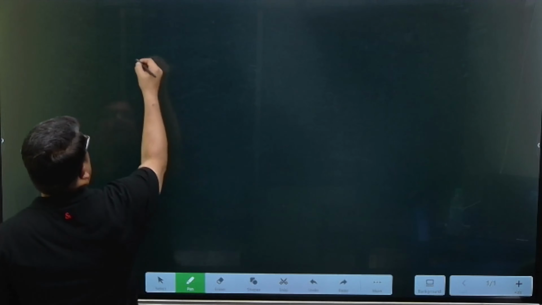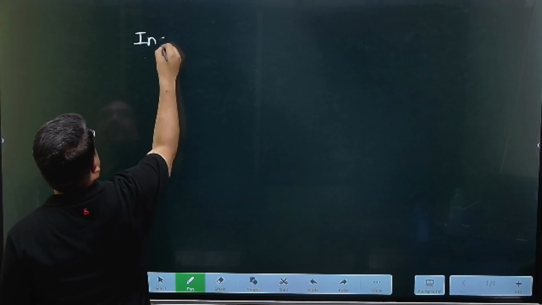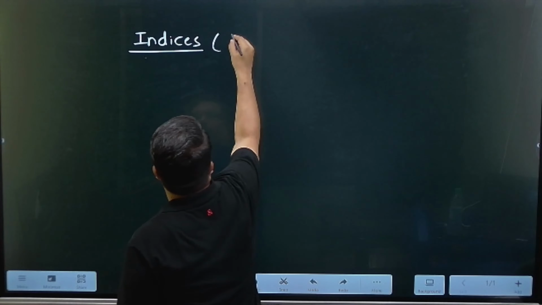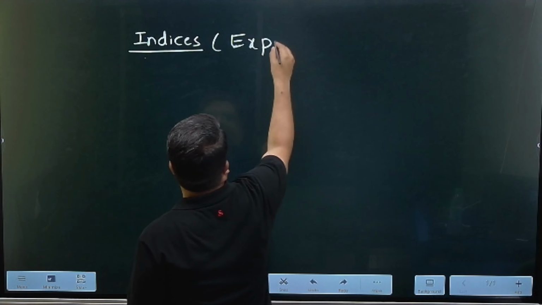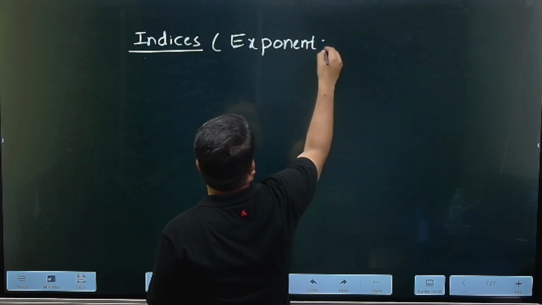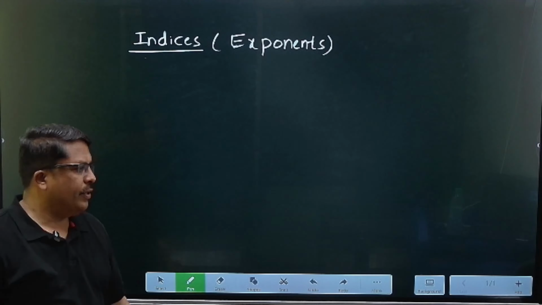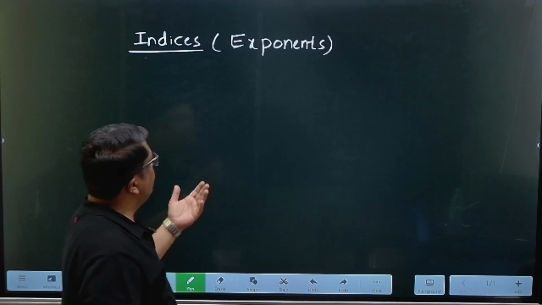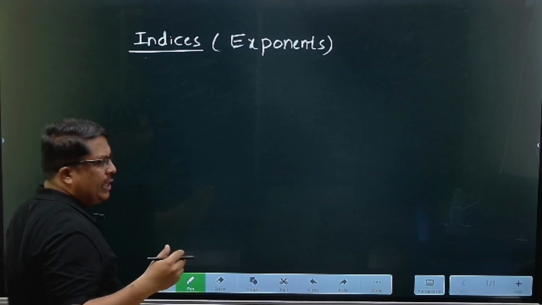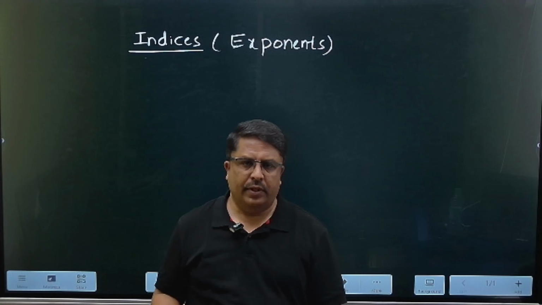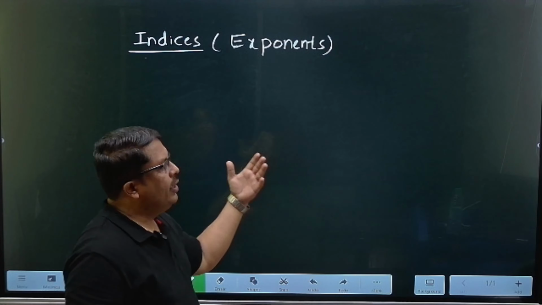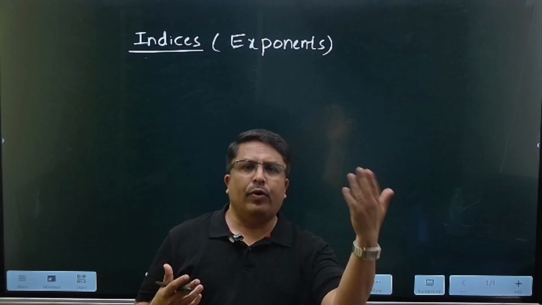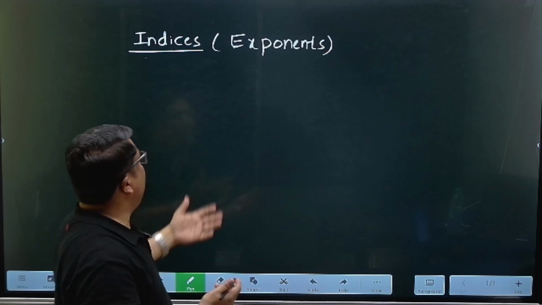Okay, so our topic is on indices. Sometimes we also use the word exponents. So when to use this? Whenever you are multiplying a number several times, this concept called index comes into the picture. The plural form is indices or exponents.